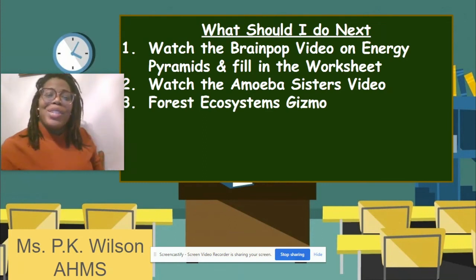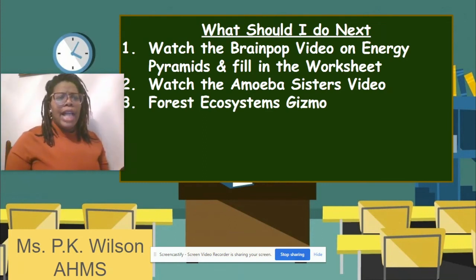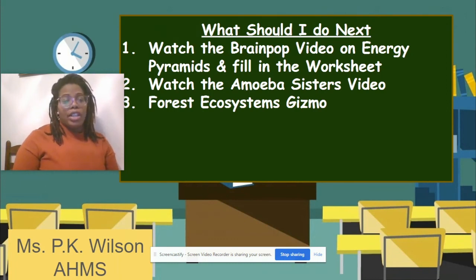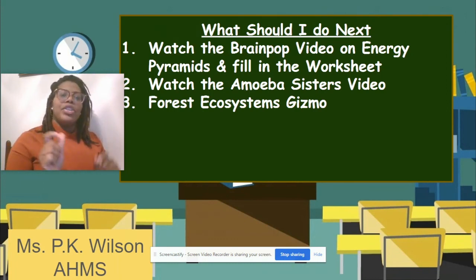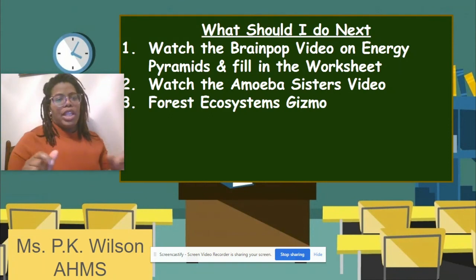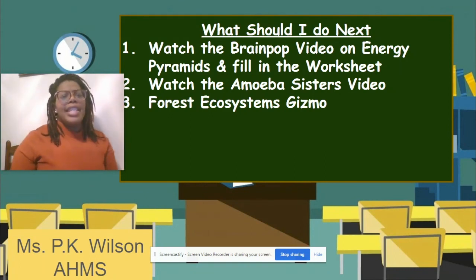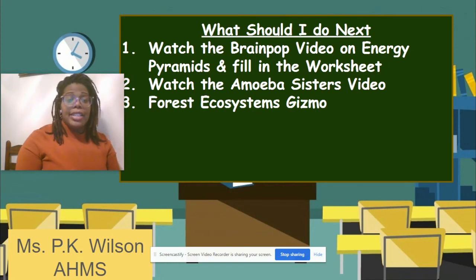there's a Forest Ecosystems Gizmo, which is basically a virtual lab. You can sign into it using your Clever account, and it'll let you change the number of producers and consumers in your ecosystem to see how that affects the flow of energy. It even comes with a great lab sheet.